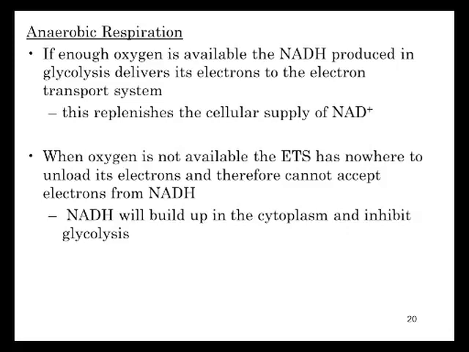Anaerobic respiration. We said that once pyruvic acid is made, there are two options. If oxygen is available, then that oxygen will allow that pyruvic acid to be oxidized and then get involved in the citric acid cycle. But if there's not enough oxygen, then we have to undergo what we call the lactic acid fermentation.